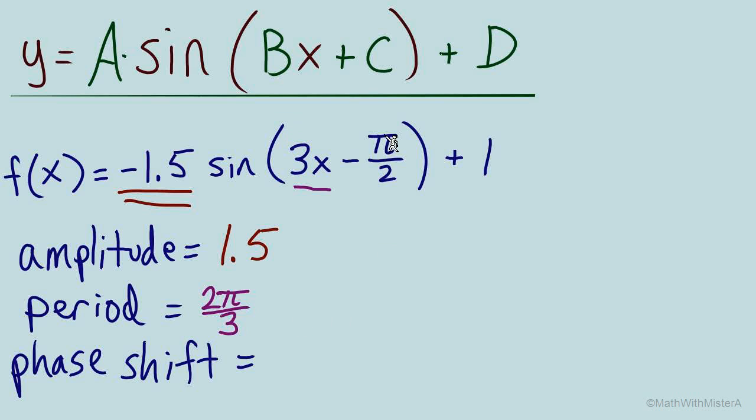The phase shift, we're looking at this pi over 2, and we have to divide that by B as well. Pi over 2 divided by 3 would be pi over 6, and it's a negative in here, which we know is shifting to the right, so we want to come up with a positive phase shift, positive pi over 6. And thinking about that expression negative C over B, that would also lead to this result of a positive pi over 6. Now let's look at the graphs.